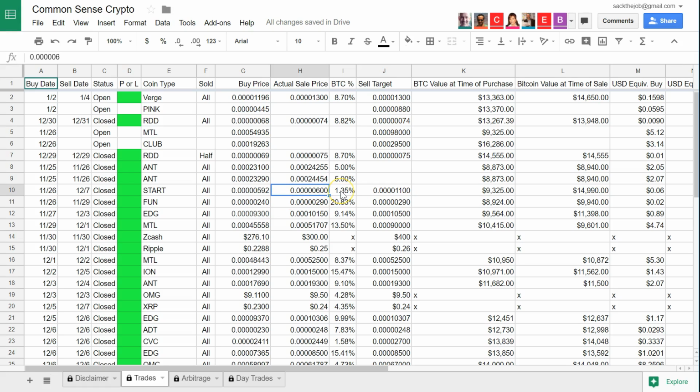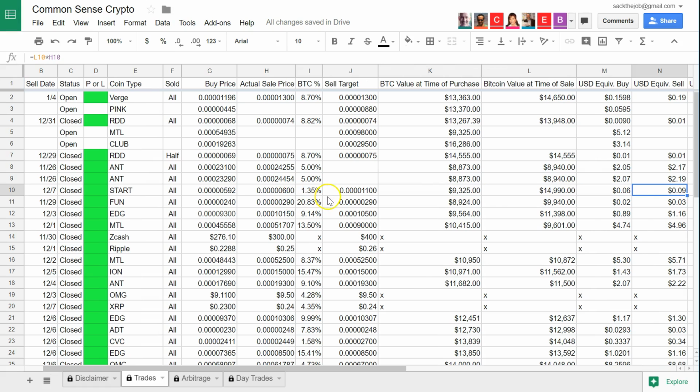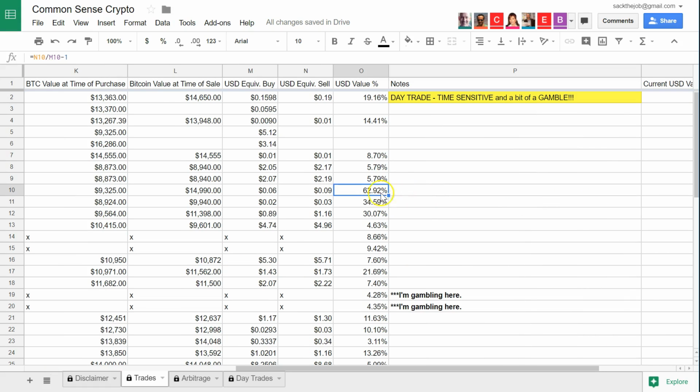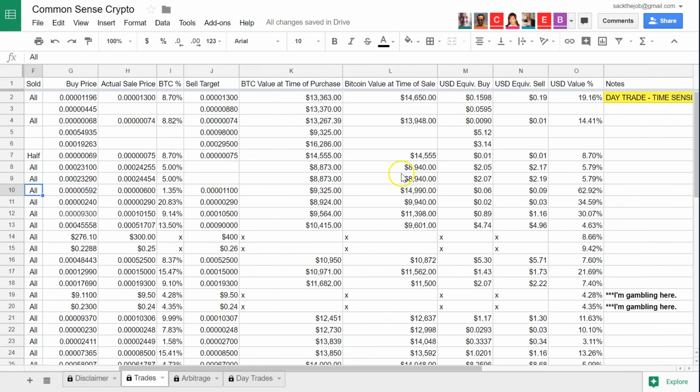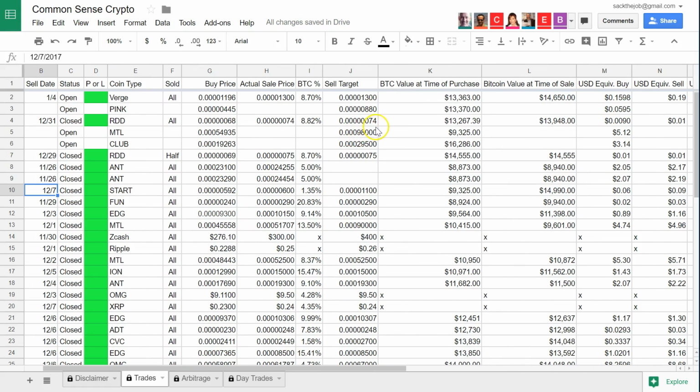It was a very small gain in Bitcoin, but if we move over to the right-hand side, and we're skipping around a bit, but this makes sense, 1.35% on Bitcoin, but Bitcoin had went up so much during that time period that it was actually a 62% gain in US dollars. So if I put $1,000 in, I would have got $1,620 back.